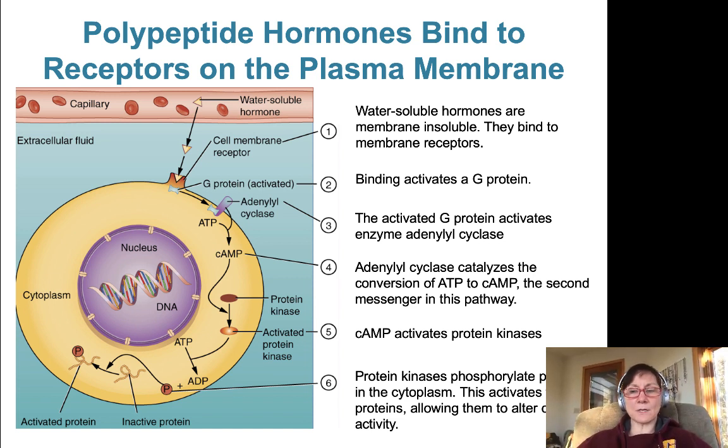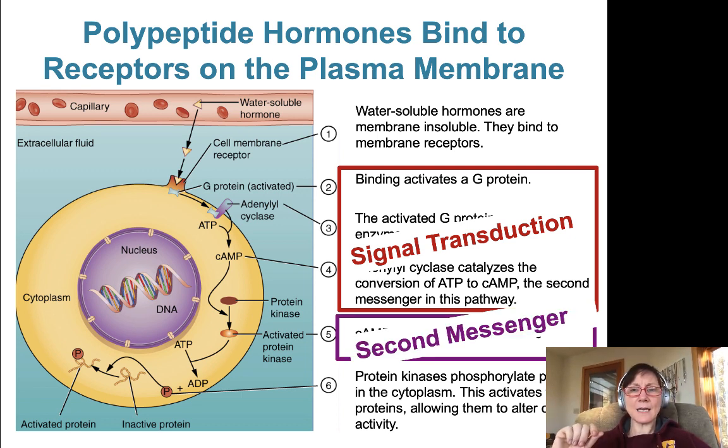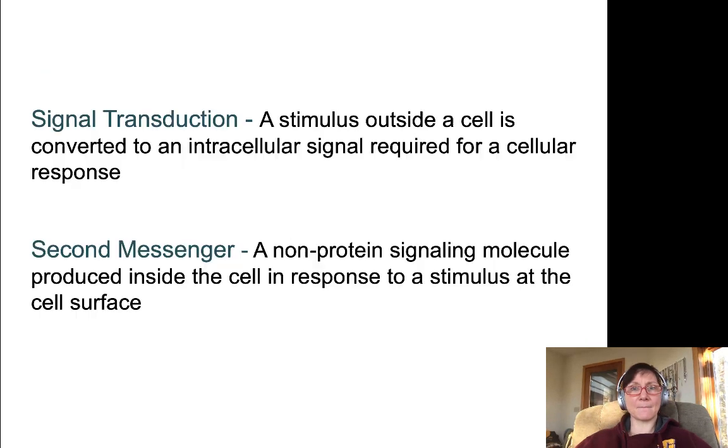To remind you of some terms we talked about two lectures ago, steps 2 through 4 are signal transduction. This is transforming that external signal into an internal signal. You then have the production of a second messenger, and then you have this phosphorylation cascade, except I didn't really show you the steps in this phosphorylation cascade, but I'm going to show you that in just a minute. Just to remember, signal transduction is when a stimulus outside a cell becomes converted into an intracellular signal required for cellular response. And a second messenger is a non-protein signaling molecule produced inside the cell in response to a stimulus at the cell surface.